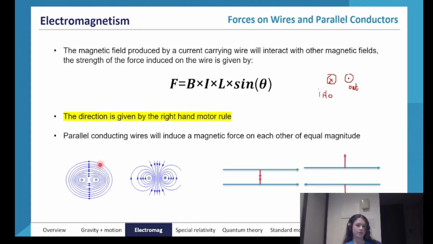So, as you can see here, our 2 wires are both carrying current into the page because I have a cross there. So their currents are moving in the same direction.